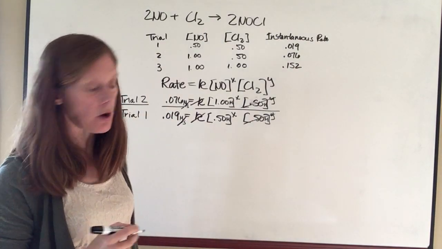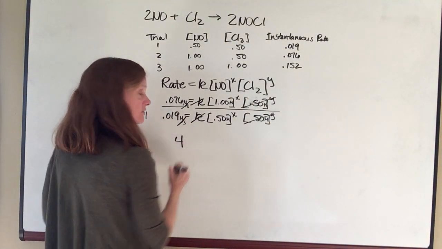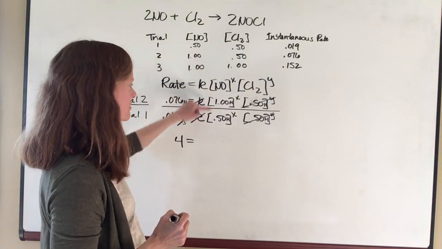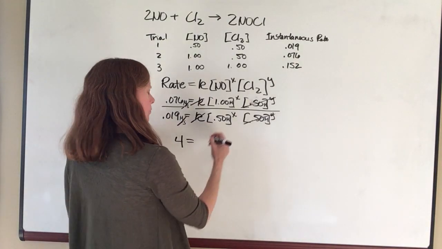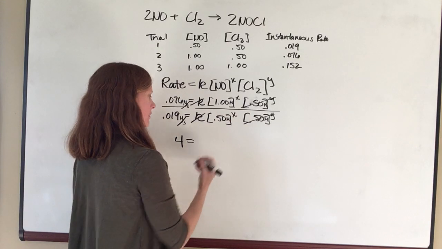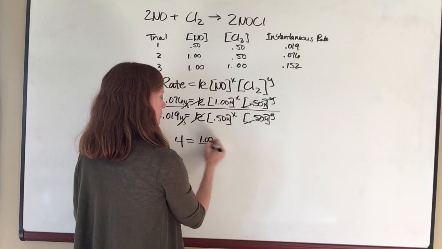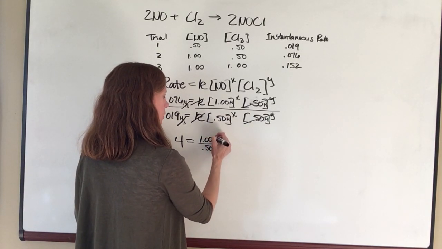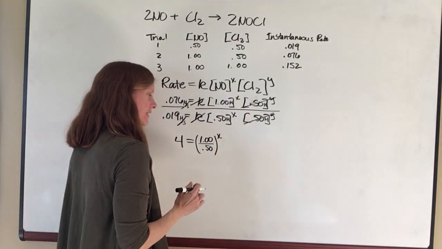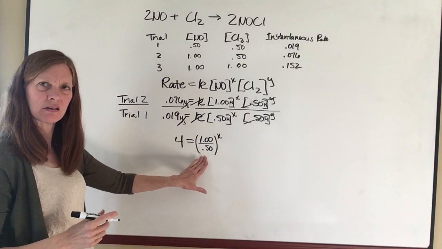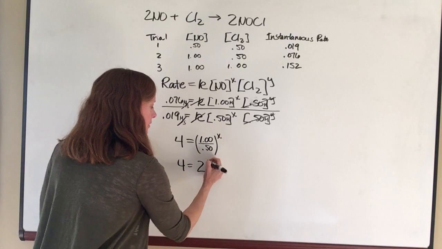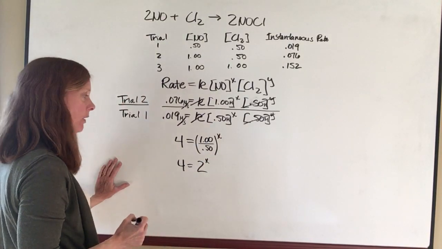0.076 divided by 0.019 gives me 4. On the other side, this looks bad, but the rule of dividing exponents says if I've got the same exponent on the top and the bottom, I can take 1.00 divided by 0.50 and raise that to the same power, or you can split them up like this. Well, what's 1 divided by 0.5? Well, it's 2. So this is going to be 2 to the x power.